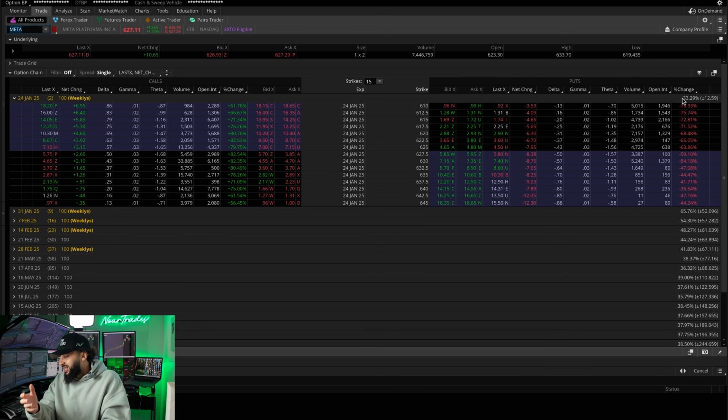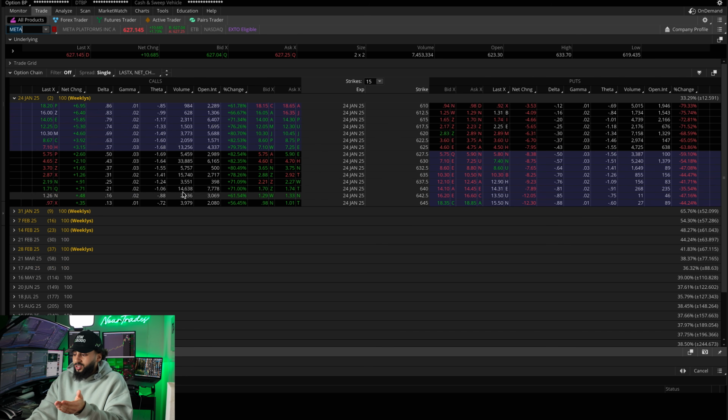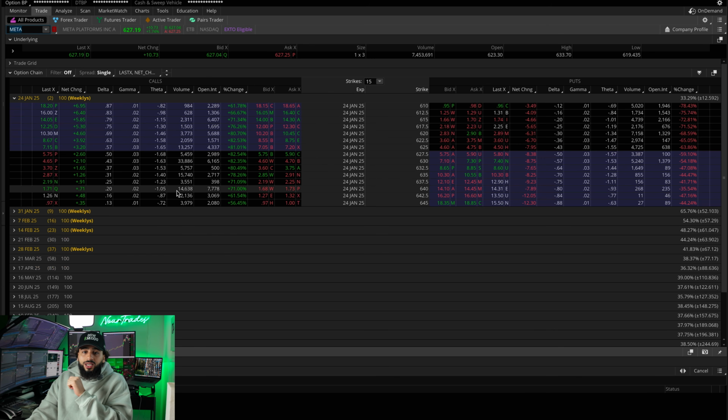Now, the next thing we want to talk about is volume and liquidity, right? What is volume and liquidity? Well, each contract shows you volume. It shows you right here in this column. Volume is showing you how many contracts were traded during this specific day. So today, Wednesday, January 22nd, on the 640 calls on Meta, there have been 14,638 contracts traded, bought and sold.